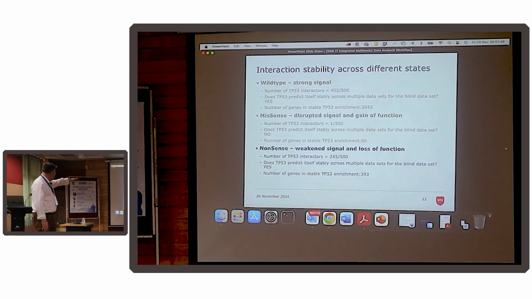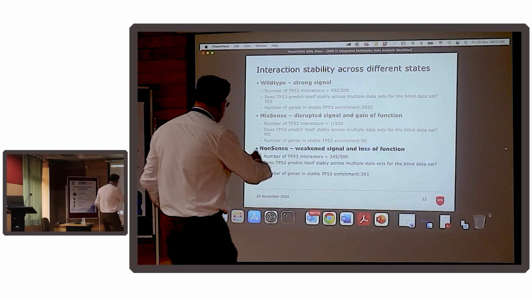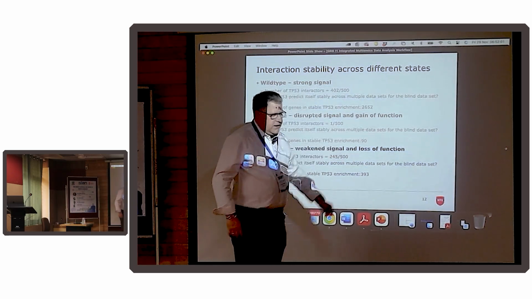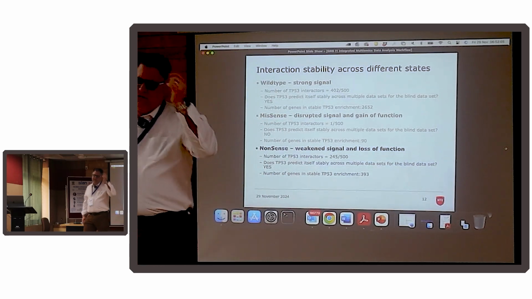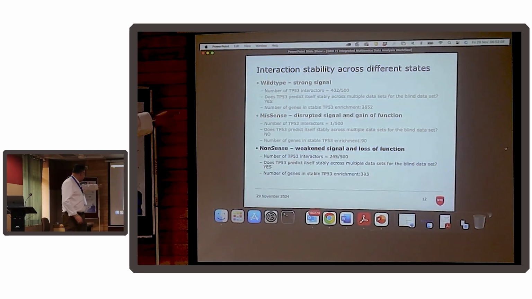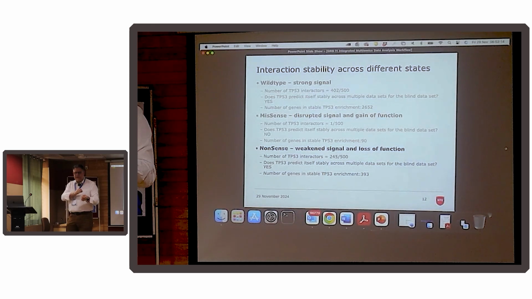Now there was a small degree of overlap between these three. There were common features, but there were specific features to each one of these states as well. So we have the 2652, but there were not many of those 90 that overlapped. And there were a few of the 393 that overlapped as well. So we were able to see where the overlaps were, where the commonalities were, and where the differences were.